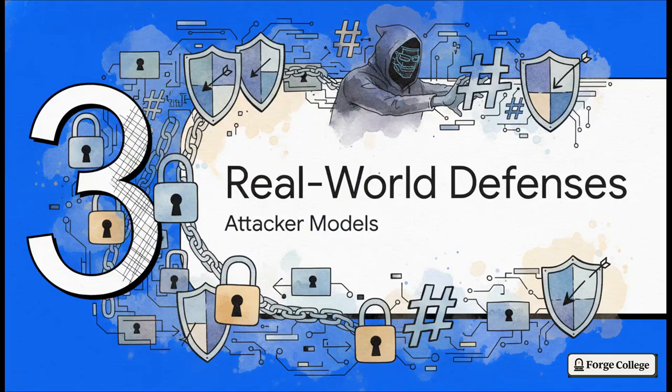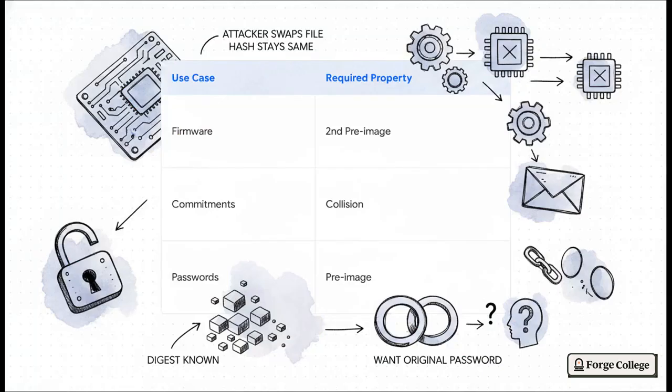Which brings us to Section 3, attackers and real-world defenses. Let's look at some real attacker models. And this brilliantly illustrates how these attacker models operate out there in the wild. Say you're verifying a firmware update. The attacker is trying to swap the legitimate file for a malicious one without changing the hash, right? That requires second pre-image resistance. But if you're dealing with, say, an unsalted password database leak, the attacker already has the digest and just wants the original password back.